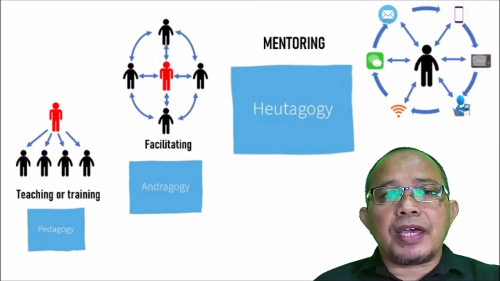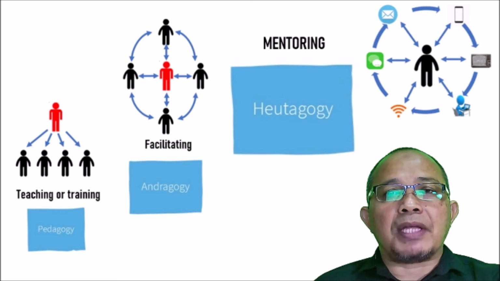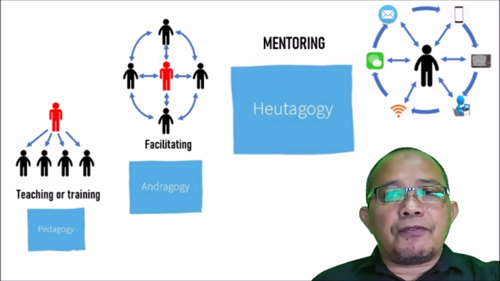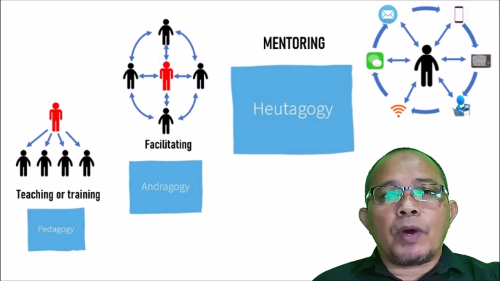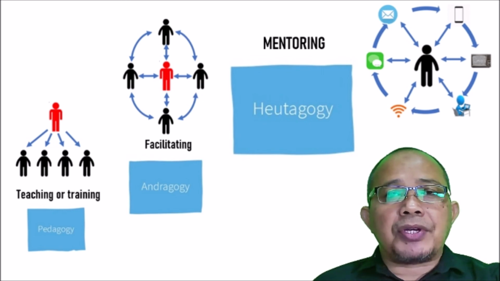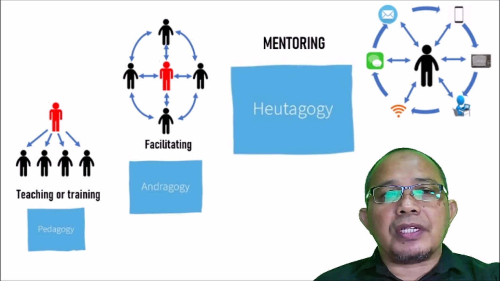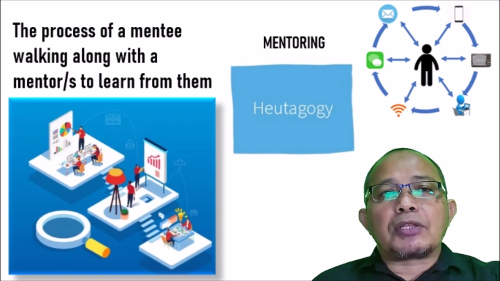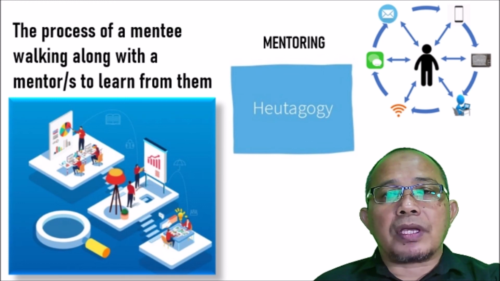At the teacher's level, there could be three main levels of action. One, teaching or training. Two, facilitating. And three, mentoring. Teaching or training involves the transfer of learning from one individual, usually an expert, to other individuals or a group. Facilitation is a method used to help groups develop processes that are effective in order to accomplish desired outcomes.